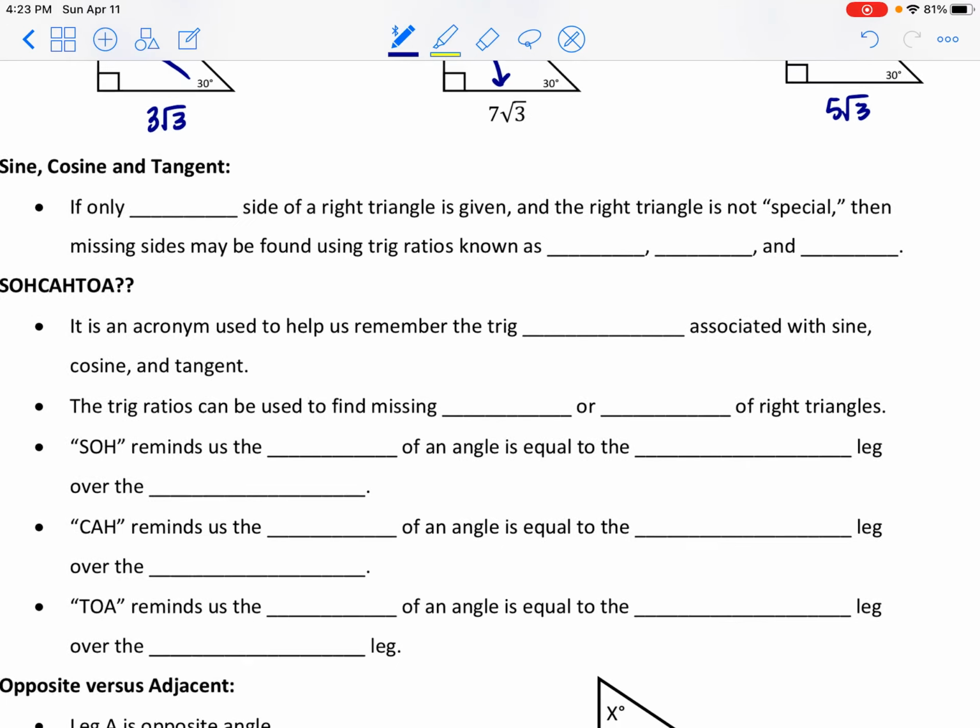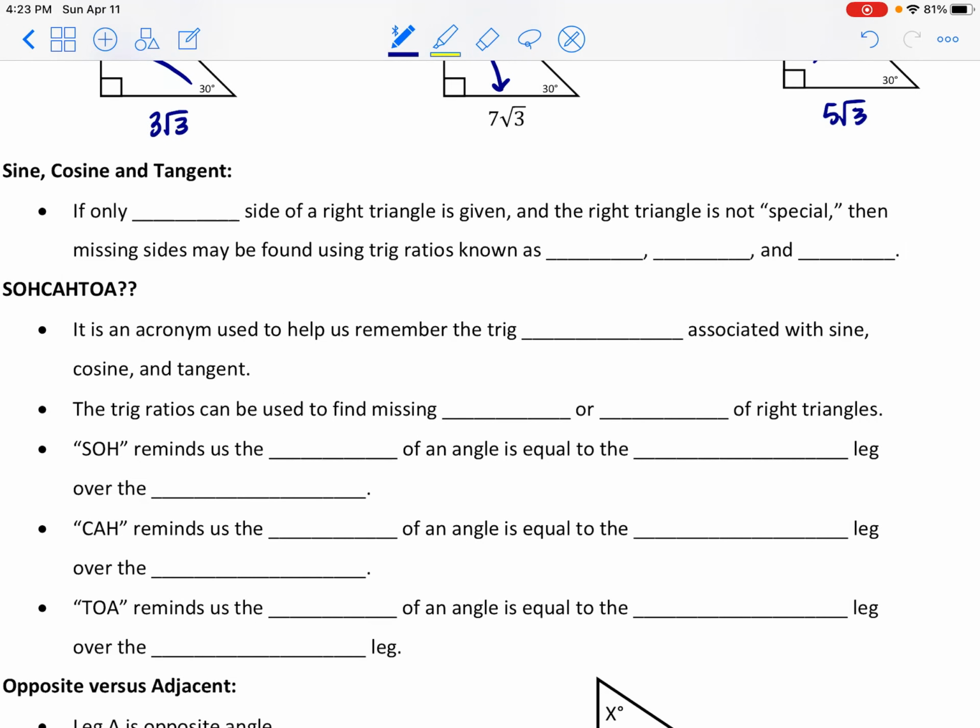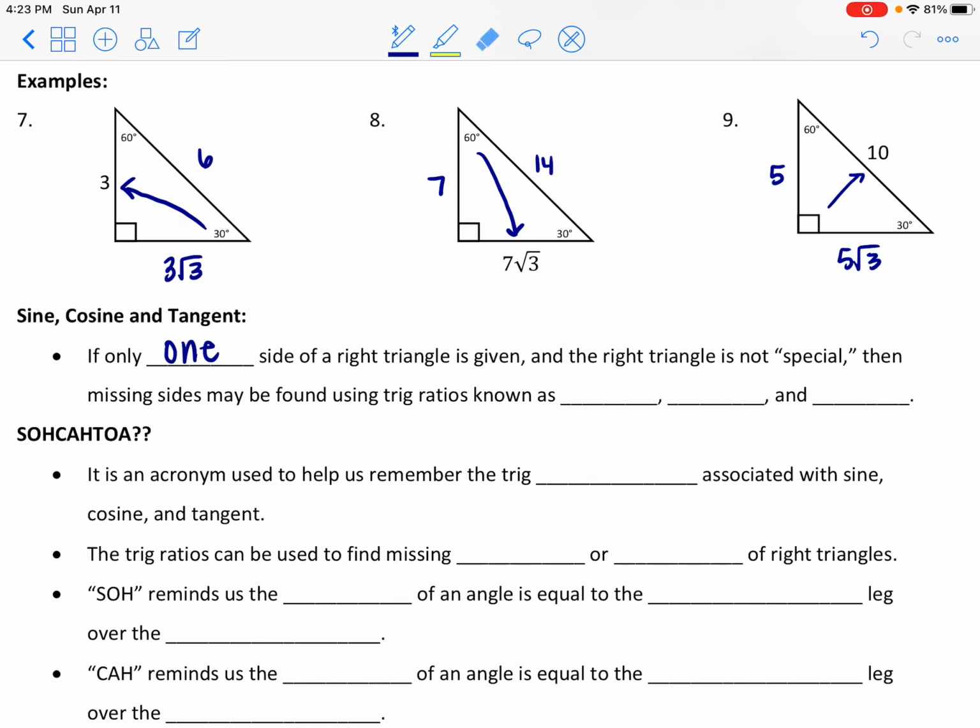Now, if we don't want to commit those things to memory, it's totally okay. We can still find missing sides of a right triangle knowing one of the sides if we know one of the acute angles, which technically means we would know all the angles in the triangle. But if only one side is given, like in these, if I only gave you the 3 here and you didn't want to commit to memory the 30, 60, 90 pattern to know that this would be a 3 radical 3 and that this would be a 6, you don't have to commit that to memory.